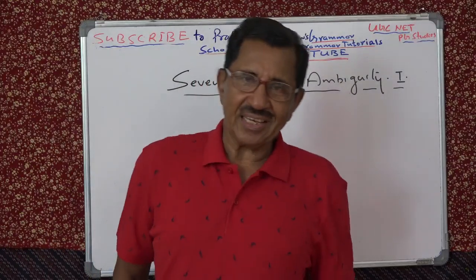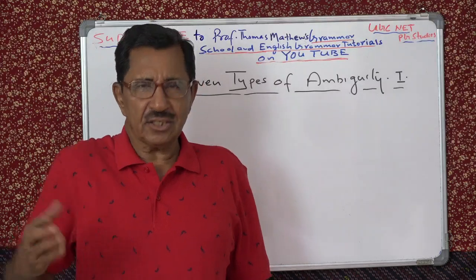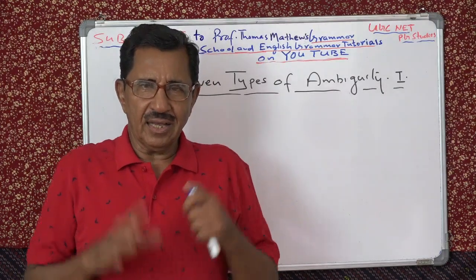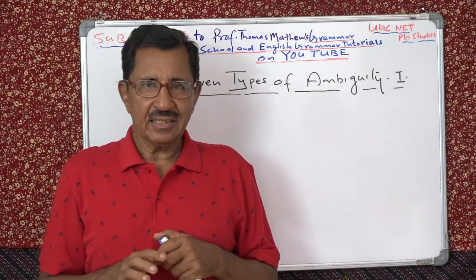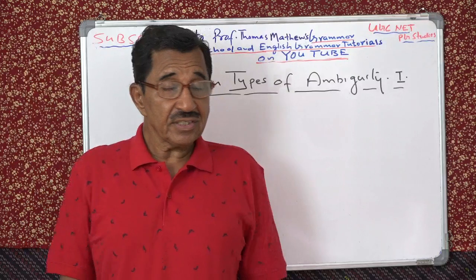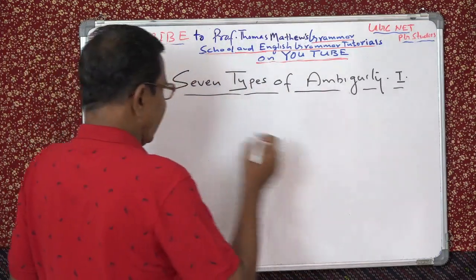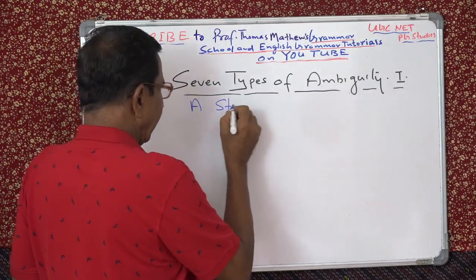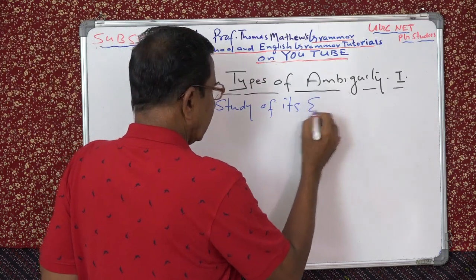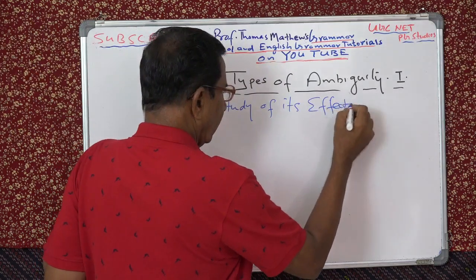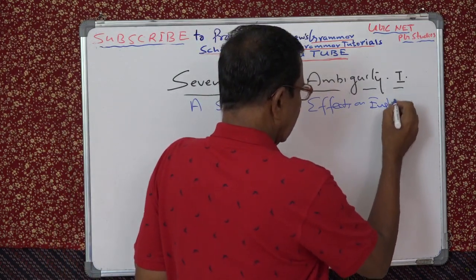Hello friends, today we begin a new series, that is 7 Types of Ambiguity. A new series of lectures, of course. The title is A Study of Its Effects on English Words. 7 Types of Ambiguity, a study of its effects on English words.